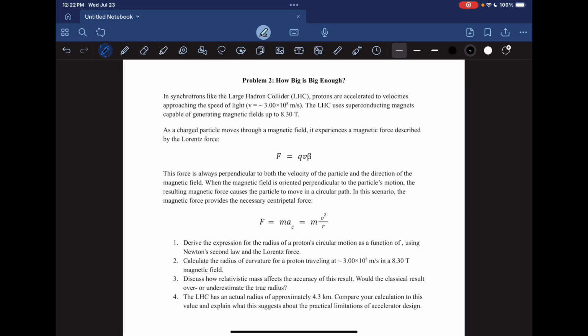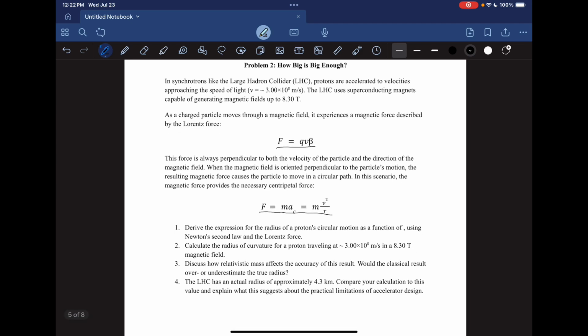Okay, so this next question asks us more about the Lorentz force, which is underlined here, and specifically how the Lorentz force relates to the centripetal force, how they're essentially the same thing. You can read this problem, but I'm going to go ahead and jump right into it.